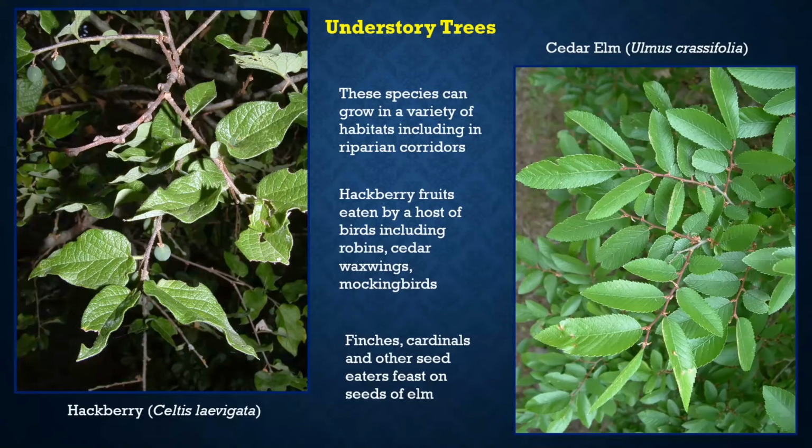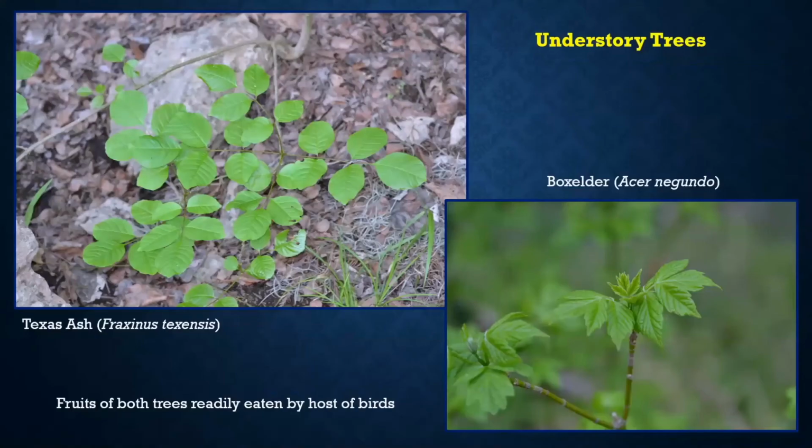Other elms that might grow down in a riparian area, of course, would be slippery elm and American elm, if you can find one. Both of those are increasingly hard to find trees, but they will grow in those riparian or floodplain situations as well. And then continuing to get smaller and smaller a little bit, Texas ash.